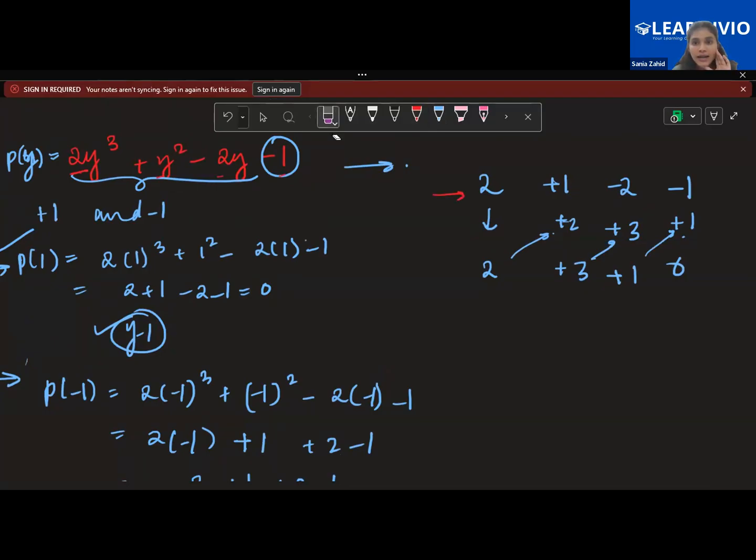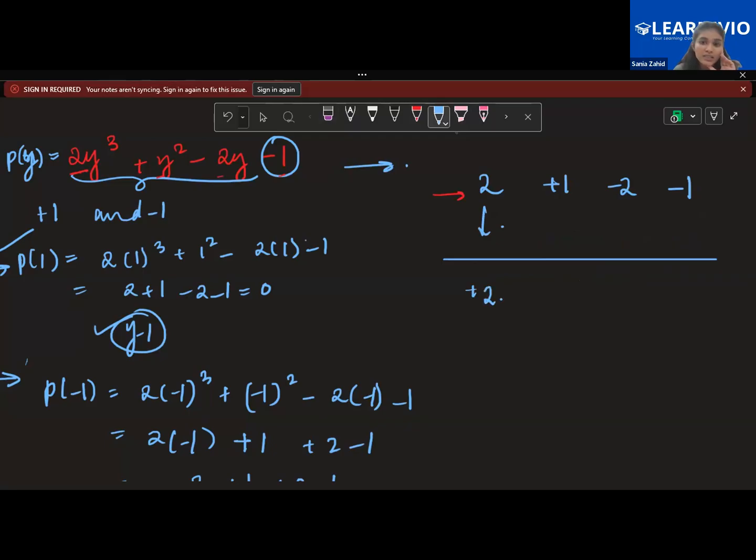Now what did I do? The first number you copy down as it is. You copy down 2 as it is, so this becomes plus 2 only. Now you write this plus 2 over here also, so this also becomes plus 2. So plus 1 plus 2 is how much? Plus 3. Now you write this plus 3 here also. So minus 2 plus 3 is plus 1. Now you write plus 1 here also. Minus 1 plus 1 is 0.